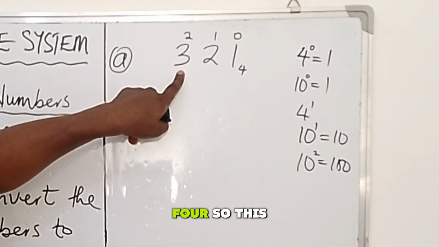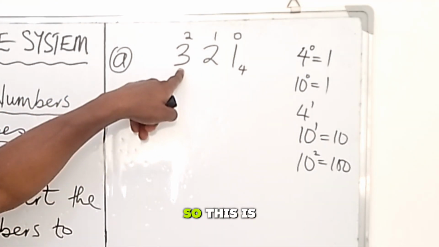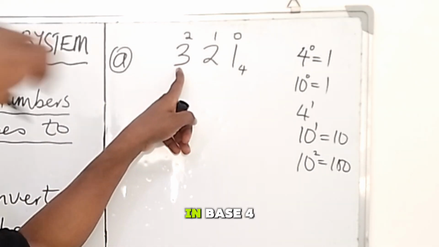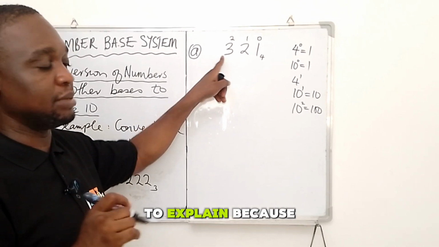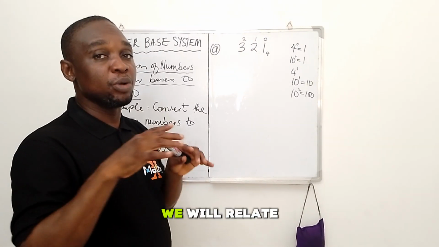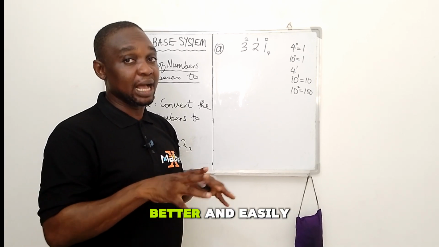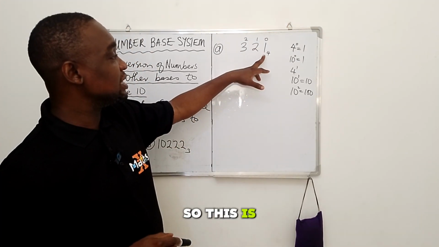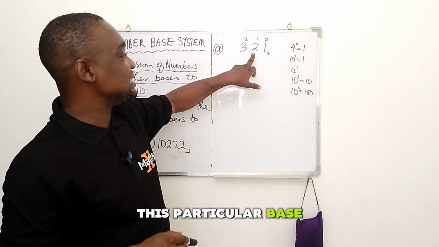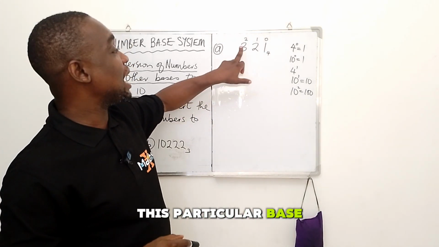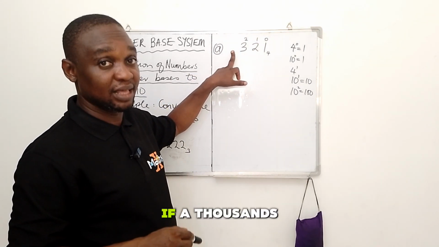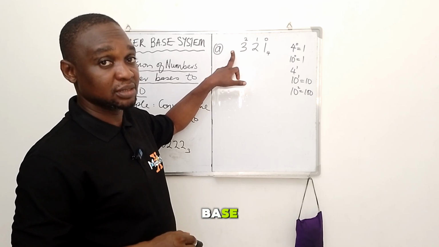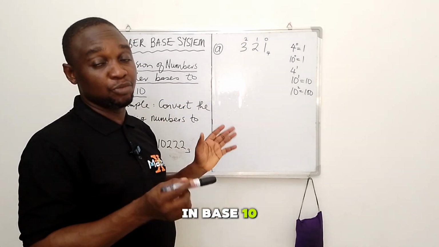And for the 4, this is 4 to the power 2. So this is its own hundreds in base 4. That's why I'm using base 10 to explain, because I know that in base 10 we will relate to that one better and more easily. So this is the units of this particular base, the tens of this particular base, and of course the hundreds. There can be thousands of a particular base, just like we have it in base 10, which we'll be using.